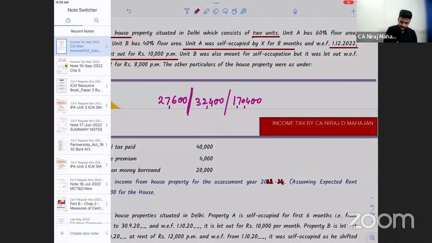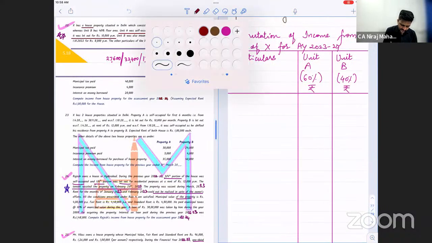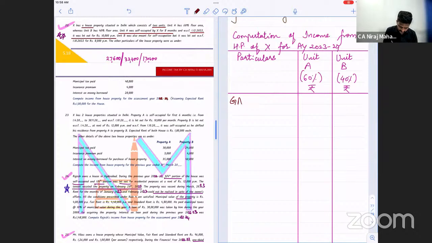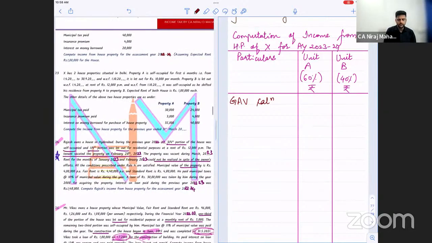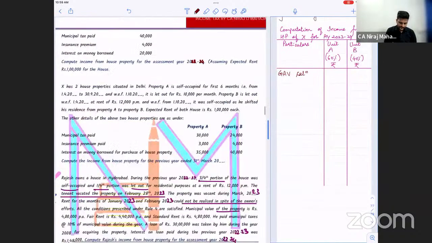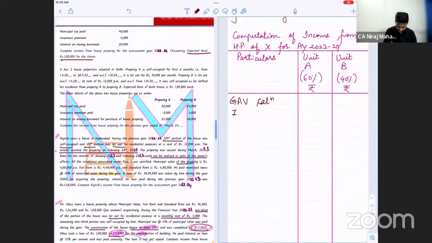All right. Let's check. Let's solve quickly. GAV calculation. They have not given you municipal valuation, fair rent and standard rent, assuming expected rent as rupees 1 lakh for the entire house. So ER is rupees 1 lakh. So the 60,000 and 40,000.